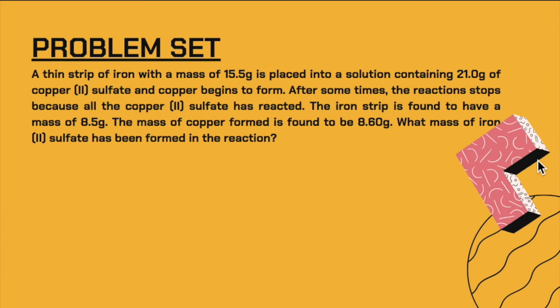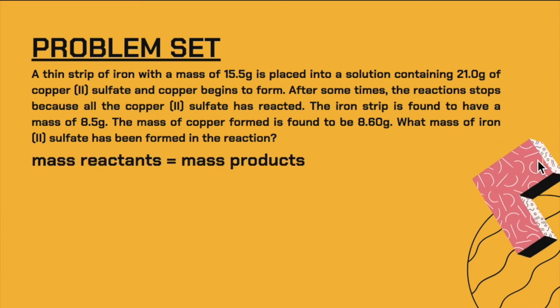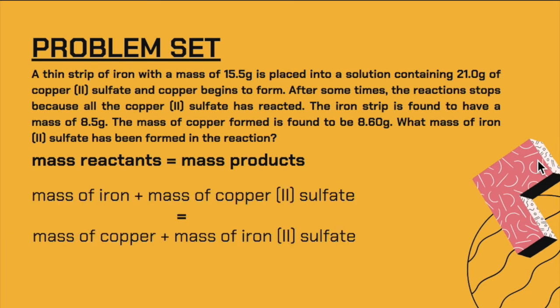So again, we just have to keep in mind that our equation is provided by the law of conservation of mass. Mass of reactants is equal to mass of products. So we have to first identify what our reactants are, and what their masses are. So for this one, we have the mass of iron and the mass of copper 2 sulfate as our reactants, and the mass of copper and the mass of iron 2 sulfate as the mass of our products.